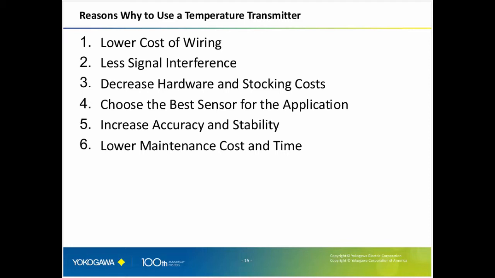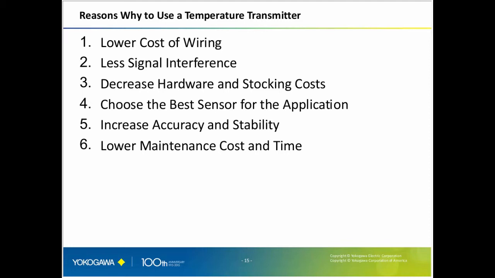So the third benefit, decreased hardware and stocking costs. In a direct wiring scheme, you're going to need specific DCS and PLC cards to match the sensor you're using. That's going to be expensive stocking those too. 4 to 20 milliamp analog input cards are usually a lot cheaper. So if you have a universal temperature transmitter, one that will accept either an RTD or thermocouple, then all you need to stock is the 4 to 20 milliamp PLC and DCS cards, which is a lot simpler and a lot cheaper.